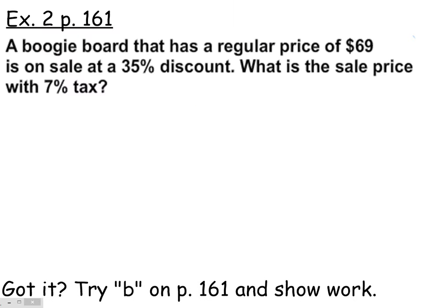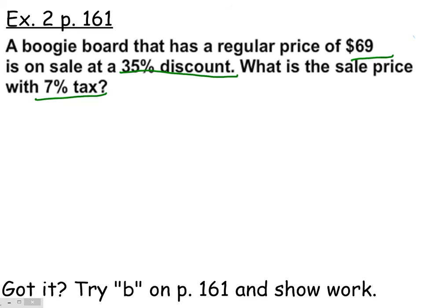All right, now example 2, page 161, says a boogie board that has a regular price of $69 is on sale at a 35% discount. What is the sale price with 7% tax? Now this is a new type of problem because now not only do we need to find the discount of the original price, but then we have to find 7% tax.